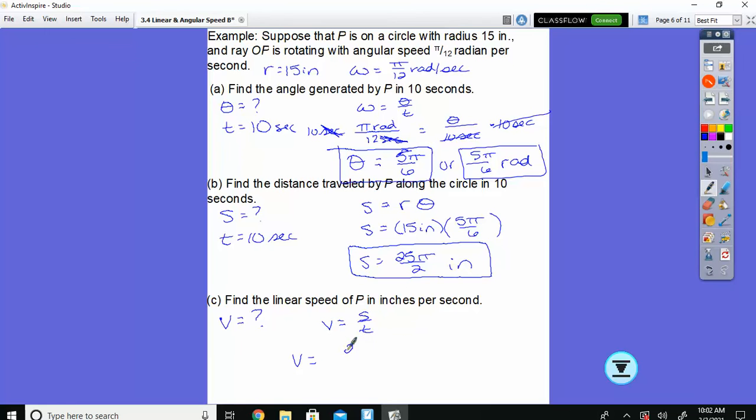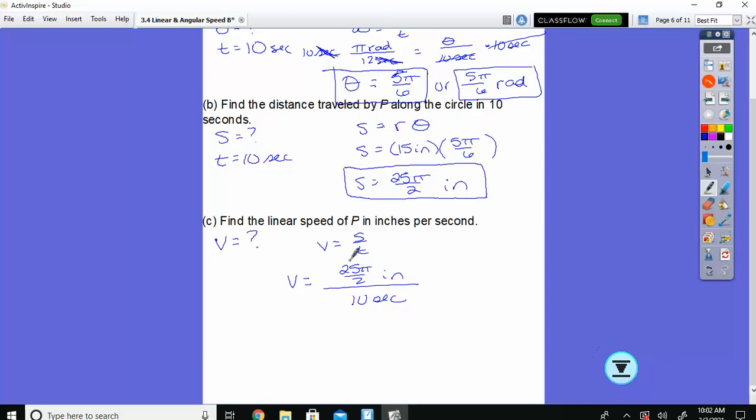So my S was 25 pi over 2 inches. My T was 10 seconds. So if you're using a calculator, do 25 over 2 divided by 10. And you get 5 pi over 4. Our units are inches per second. The S was in inches, the time was in seconds.